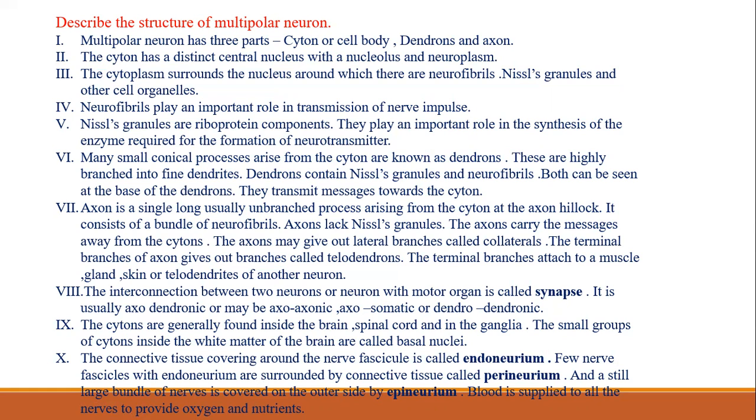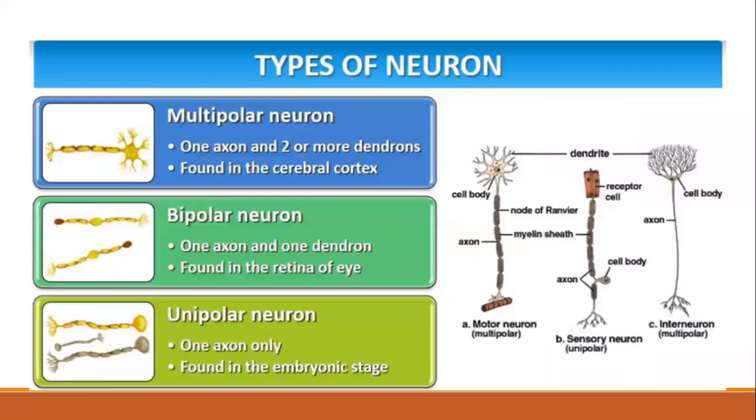Internal is called endoneurium, external is called perineurium. And you can see a large bundle of nerves which are covered outside by epineurium. Blood is supplied to all the nerves to provide oxygen and nutrients. Now this question along with the diagram is very, very important.